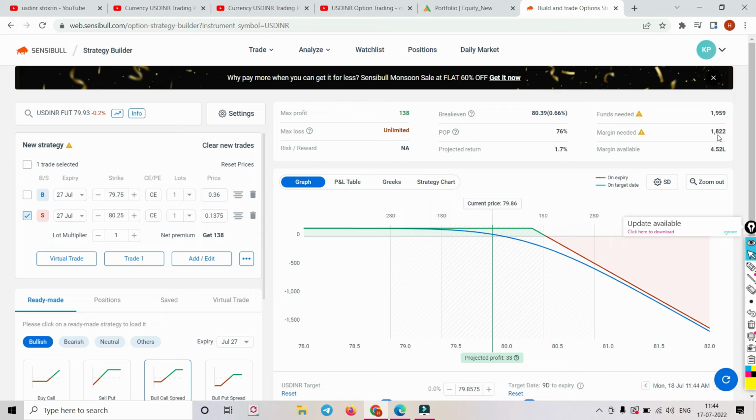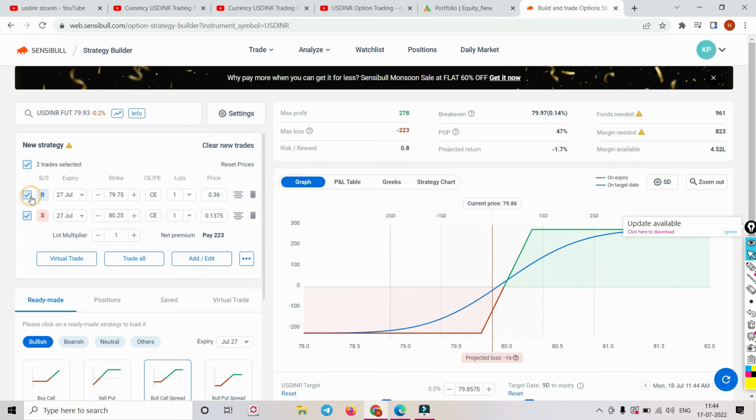What did I say? Margin is very low in USD INR. If you go for debit spreads, the combination of buy and sell, your margin will become only 823. So let's say this is your single lot, right? I'll increase the lot to 100. What is the margin? Margin is only 82,000 rupees.